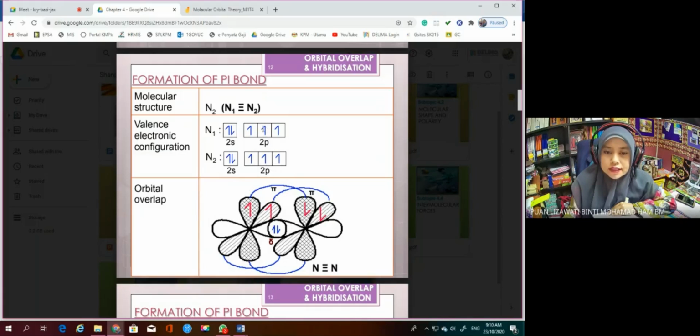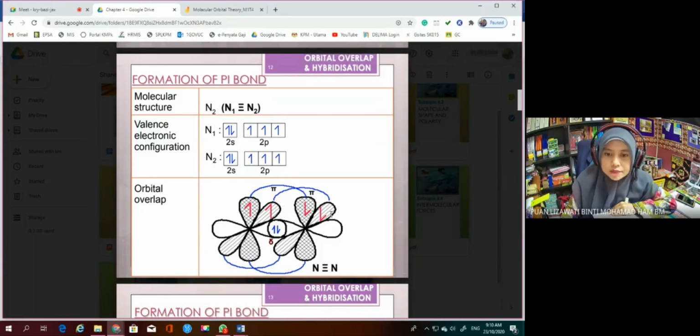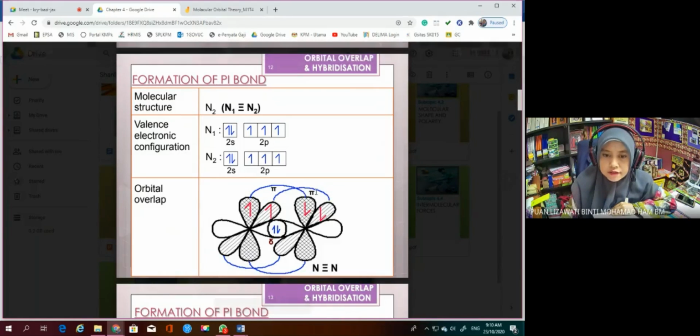Alright. So the second overlapping also involves 2p and 2p. Because we already used px, we use another one, let's say py. So I take py, I think. So py overlaps with py. Because its overlap region cannot be seen, we have to draw a bridge like this. And then you have to label pi.